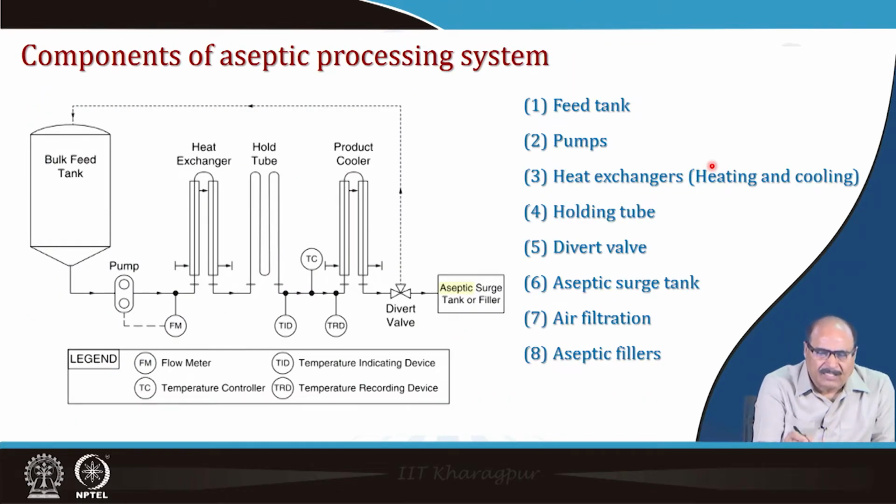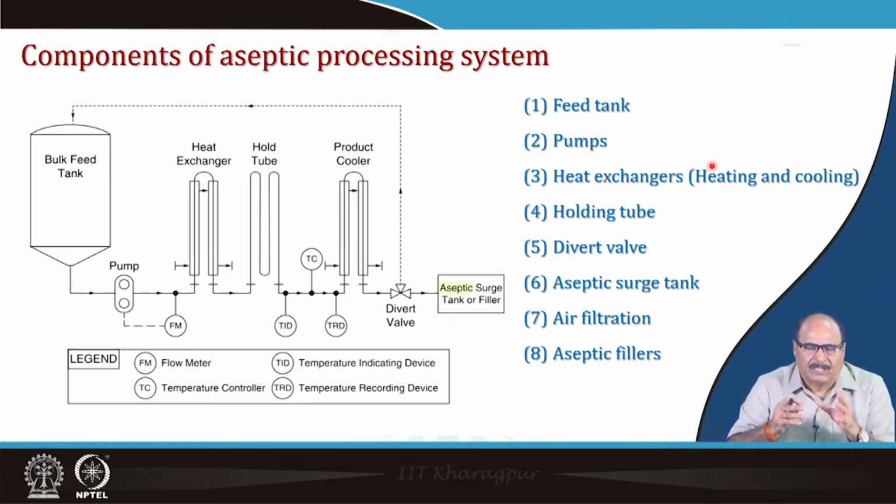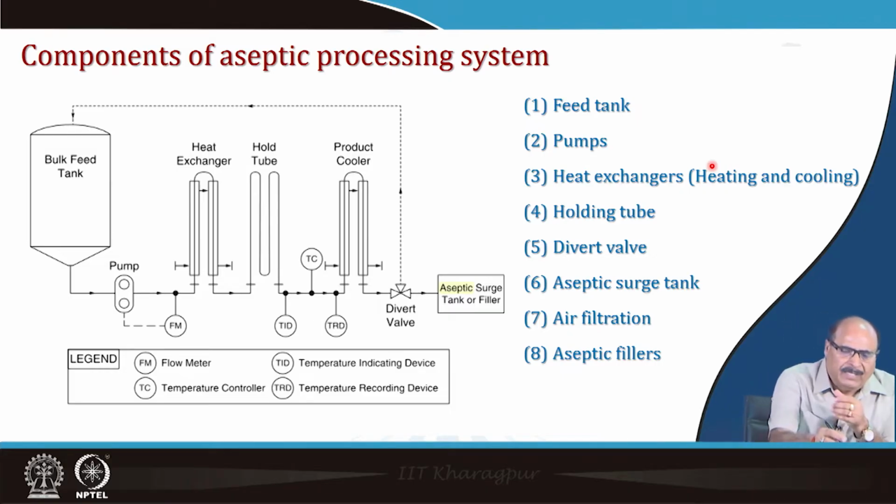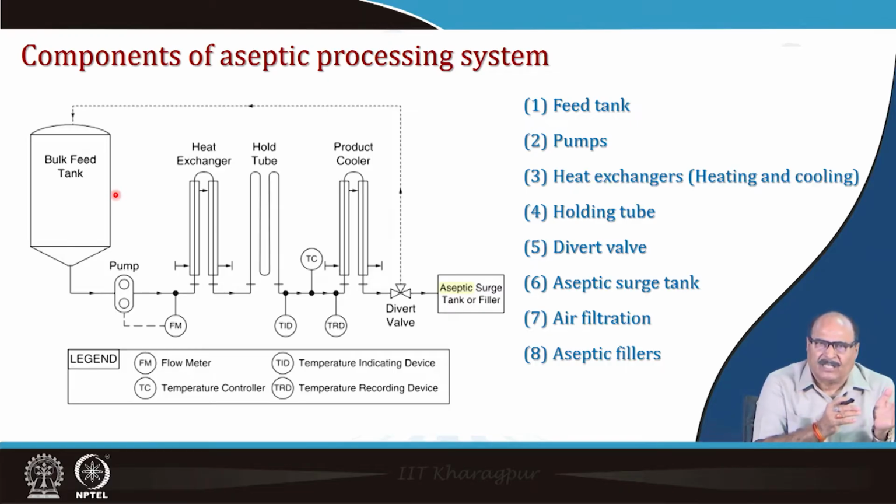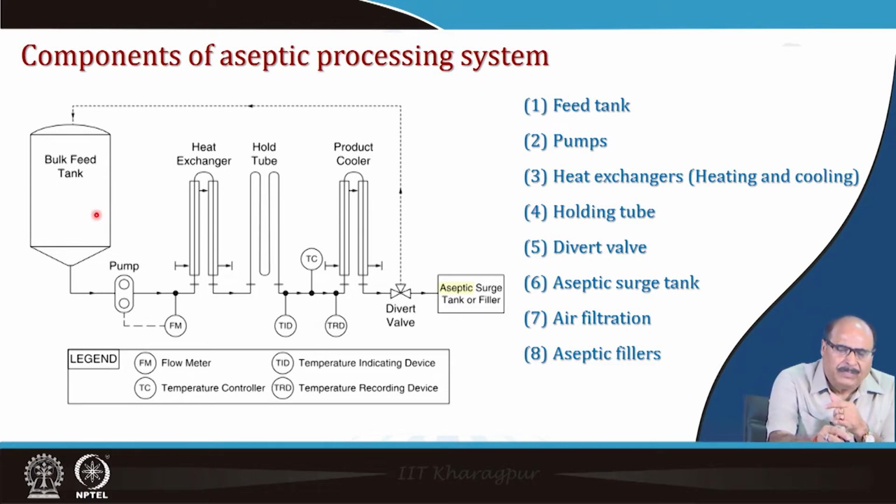Here is a system for aseptic processing, or the components of an aseptic processing system. Aseptic processing is normally used for liquid food or even concentrate and paste also. So, obviously, there is a feed tank. In the earlier lecture, we discussed concentration, juice extraction and paste. So, either pulp or paste or juice, whatever it is, is brought from the extraction unit and concentration unit and taken into the feed tank in the aseptic processing line.